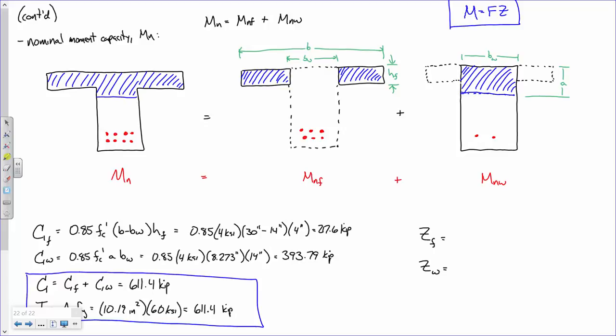What is the calculation? How do I get from the center of the stress block in the flange to the center of the steel? D minus HF over 2. Remember, D is from here to here. Would that make sense? From the center of this steel to the top, to the center of this, so we go from D minus half that flange height. Does that make sense? So what is it for ZW? D minus A over 2.